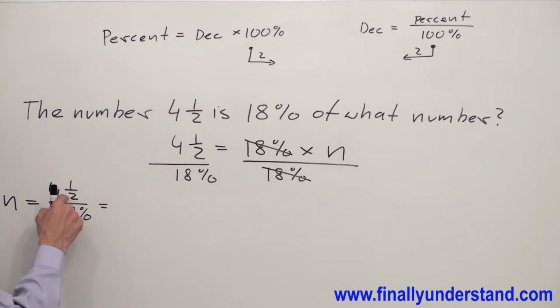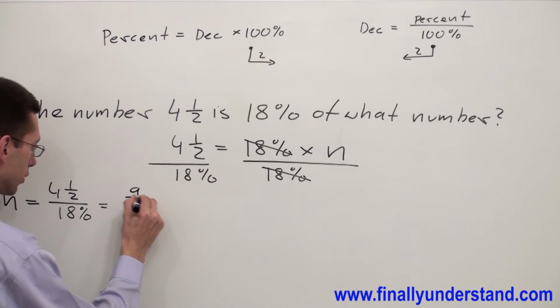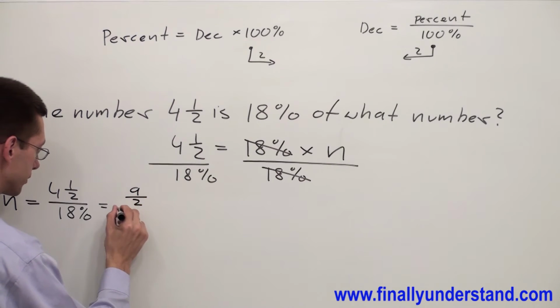Please notice that in the numerator I have a mixed number. I have to convert the mixed number to an improper fraction simply by multiplying the denominator by the whole number, and the result I have to add to the numerator. That's why I have 2 times 4 is 8 plus 1 is 9 over 2.